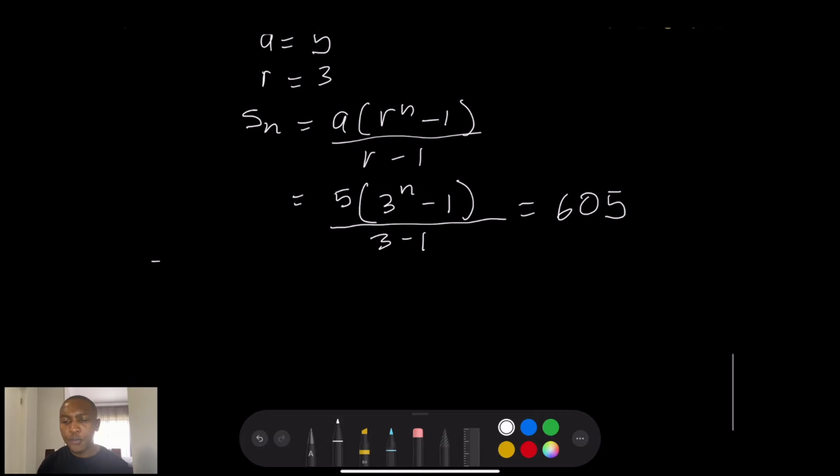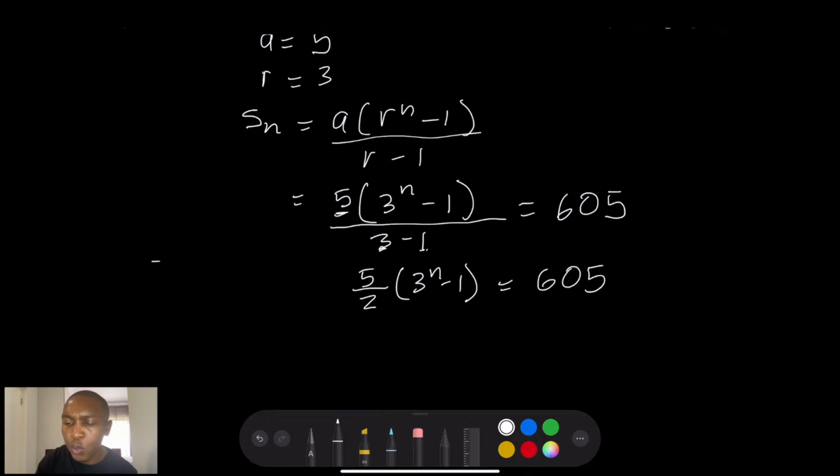Now we have to work with exponents and fractions. Let's simplify this. So this is 5 over 2, because 3 minus 1 gives us 2. There's our 5, divided by 3 minus 1, which gives us 2, and all of this is multiplied into 3^n - 1, which is equal to 605.